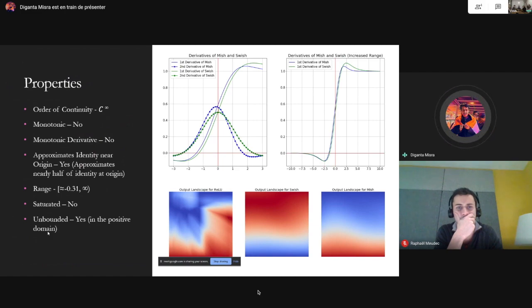So that's a favorable property that both Mish and Swish have. The range of Mish is somewhat close to minus 0.31 and it extends to infinity. So it is unbounded on the positive side, just like ReLU and Swish are. It is unsaturated, unlike tanh or sigmoid. And as I said, it is unbounded in the positive domain.